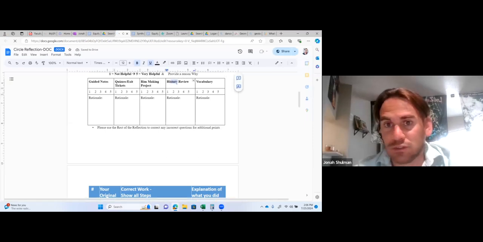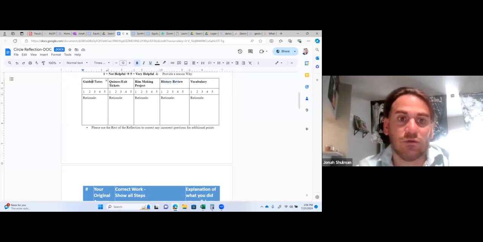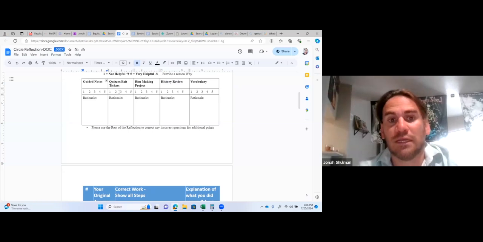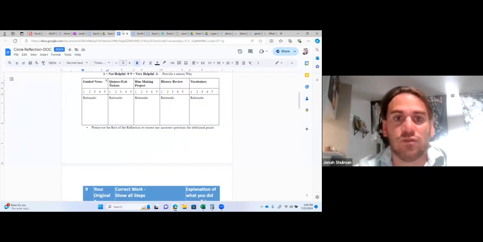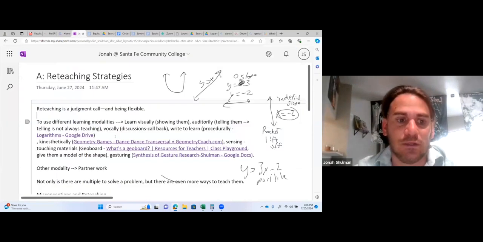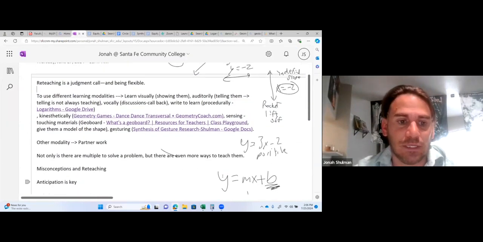Maybe no more history, no more vocabulary, no more guided notes, or more guided notes, or fewer exit tickets and more projects. That's the way to understand. The other thing is anticipating.